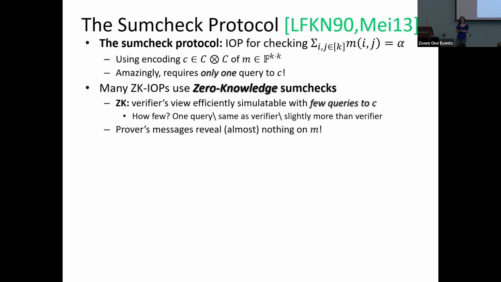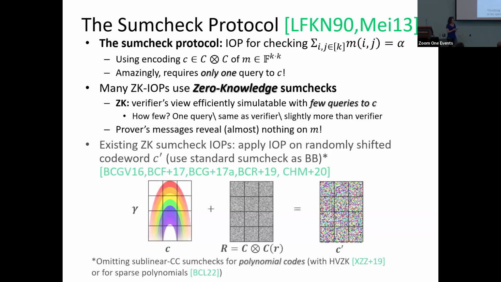So zero knowledge here means that you can simulate the view of the verifier by just making a few queries to the code word C itself. And the way in which these sum checks work is that they take the original code word, which is highly structured, and they mask it with a uniformly random code word. So you get something which is almost uniformly random.